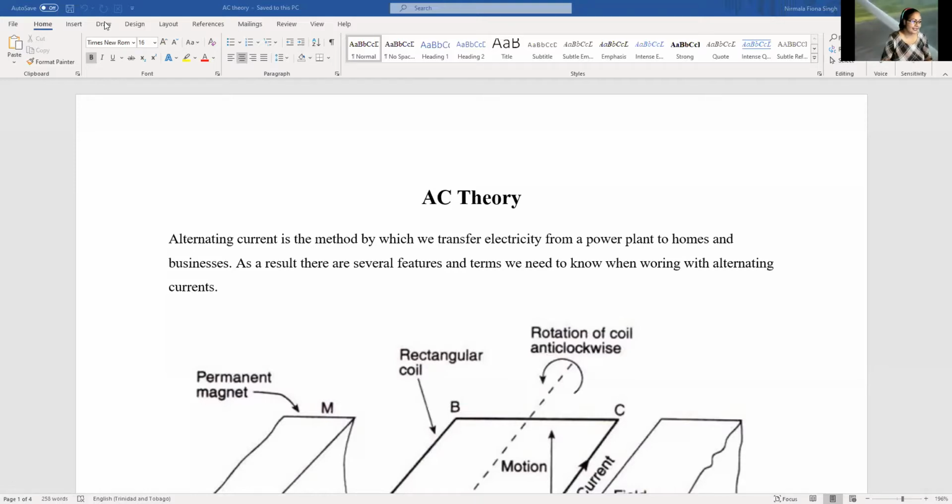So we're going to go on to AC theory today. Now, we need AC theory to do digital electronics, because this is how we get our signals. Everything in digital electronics works on alternating currents, not necessarily direct current. So let's look at alternating currents.